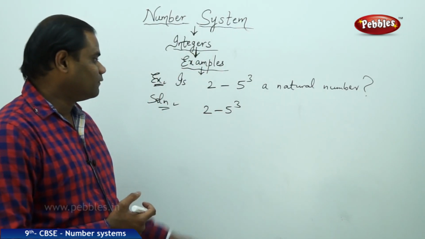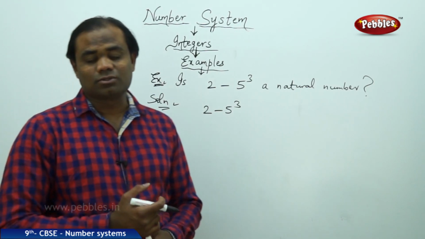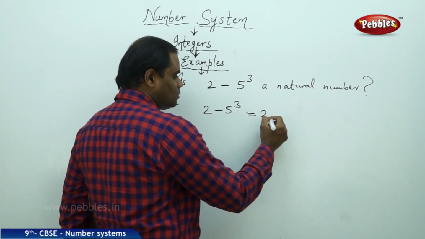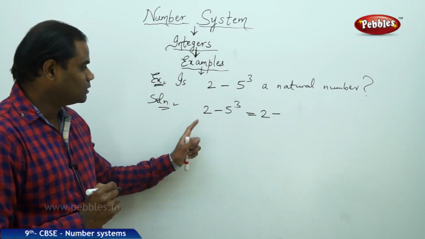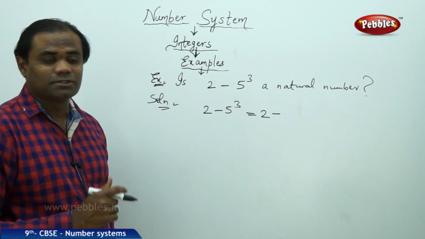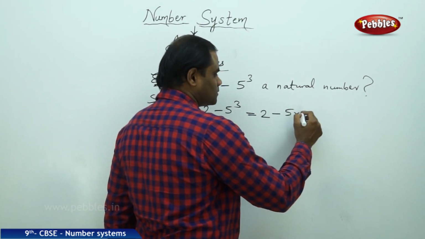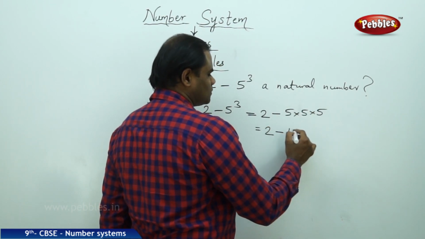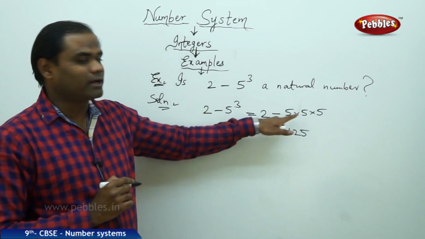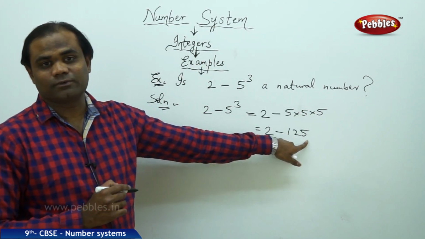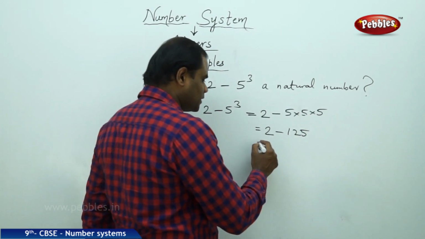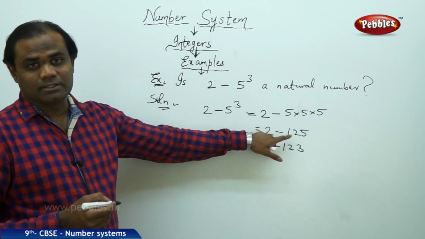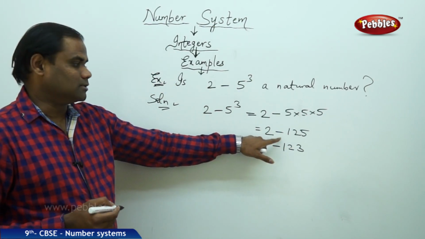For this, we come with the rule that I simplify this to the most simplified form. When simplified, 2 minus 5 cube, where 5 cube is 5 times 5 times 5, comes out to be 2 minus 125, because 5 times 5 is 25 and 25 times 5 is 125. This on further simplification gives minus 123, negative 123 is the final simplified answer.